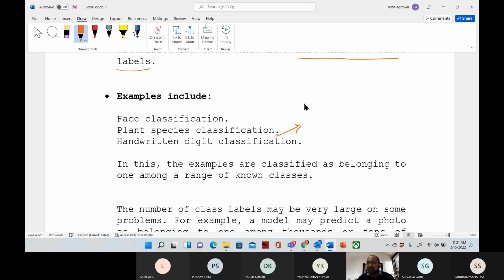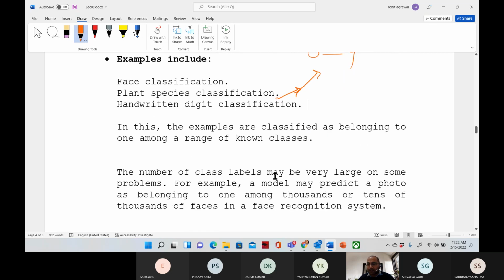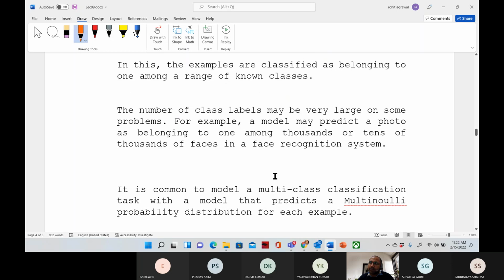In handwritten digits classification, we have data with handwritten digits from 0 to 9, and our goal is to build a model that will predict whether it is a 0, a 1, a 2, a 3, and so on. Clear? This is multi-class classification. If there are 3 classes, it also comes under multi-class. 4 classes also come under multi-class.